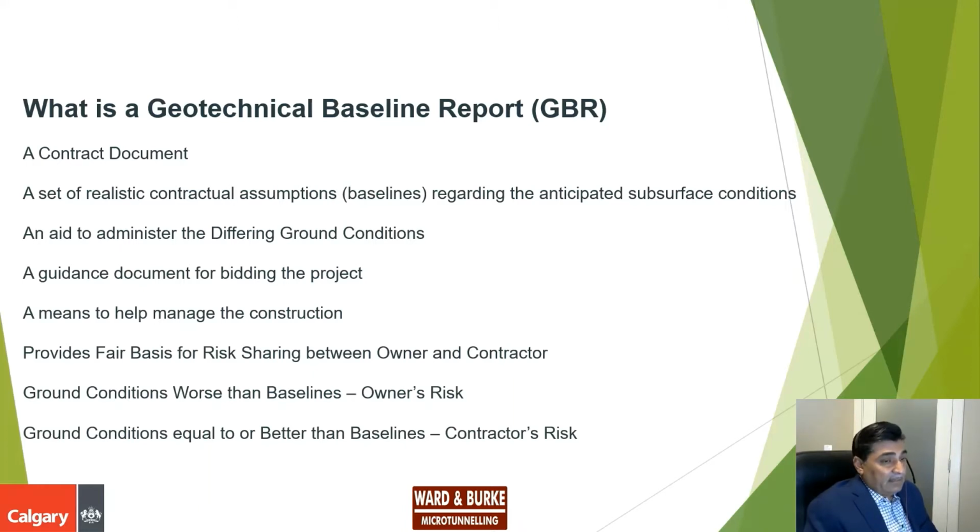And it is a guidance document for bidding the project. So the contractor will decide their means and methods and select a microtunneling boring machine based on the geotechnical baseline report. It is a means to help manage the construction, and it provides a fair basis for risk sharing between owner and contractor. So if ground conditions are worse than baselines, risk goes to the owner, and if ground conditions are equal to or better than baselines, then risk goes to the contractor.